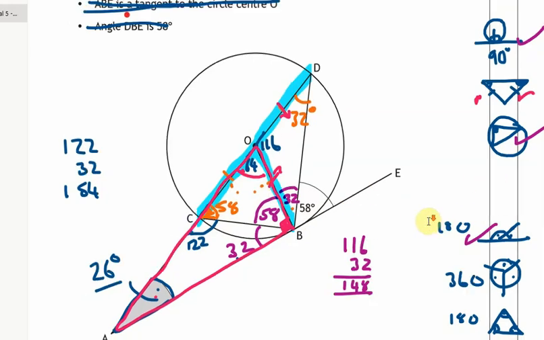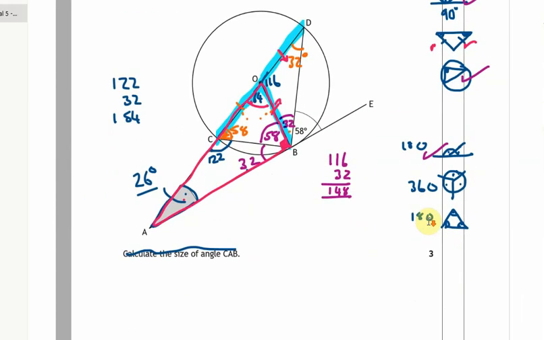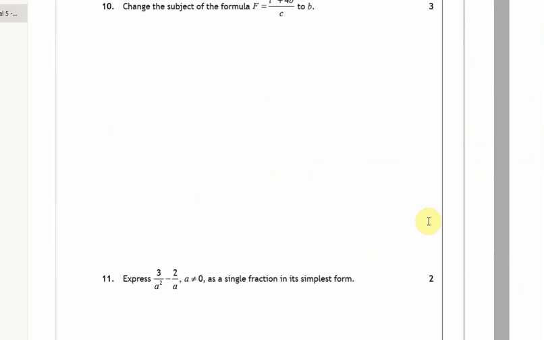Let's see if I've got time to do another question. Possibly not. Change the subject. You know what? I'm just going to pause this one. We'll move on to that one next. So that's question 9. Okay, thanks.